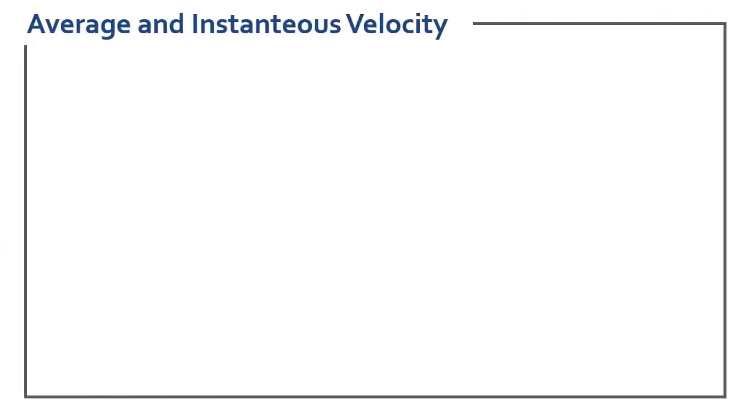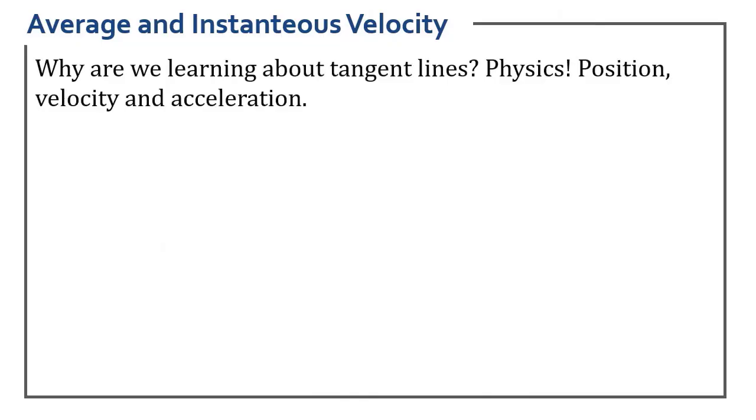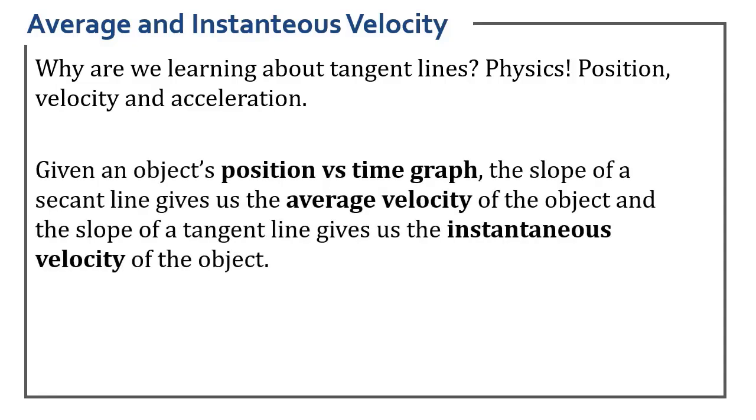So at this point, you may be wondering, why are we learning about tangent lines? Well, the biggest reason is because of physics. They help us with finding position, velocity, and acceleration of specific objects. So what are those? Given an object's position versus time graph, the slope of a secant line gives us the average velocity of the object, and the slope of a tangent line gives us the instantaneous velocity of the object. Let's look at this in a real-life application.